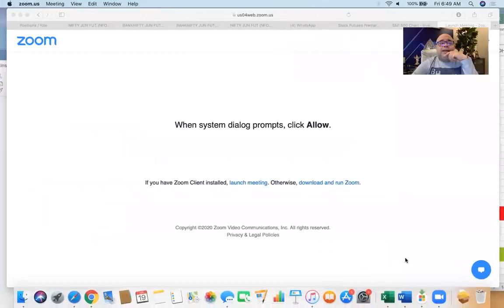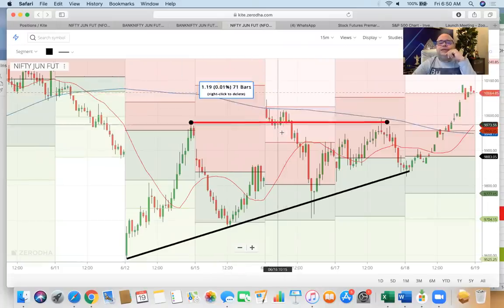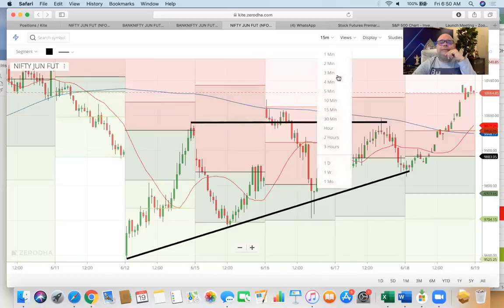There is a pattern which happens on the 20-day moving average, and which is a very, very effective pattern. Let's see if we can talk about that here. This is the Nifty 15-minute chart, which I had shown yesterday.